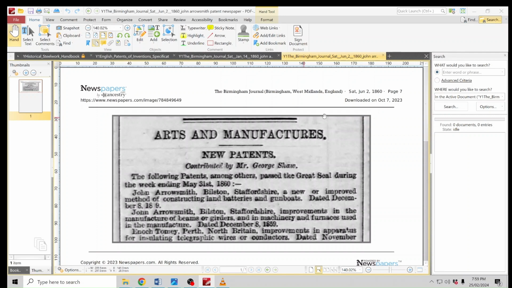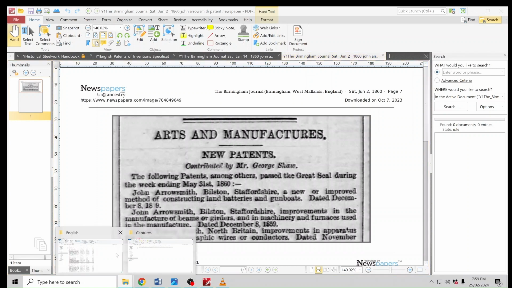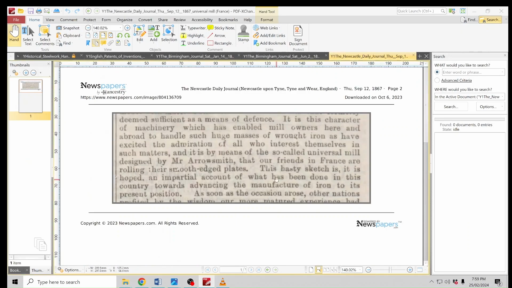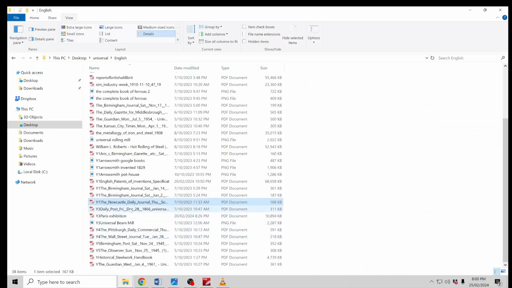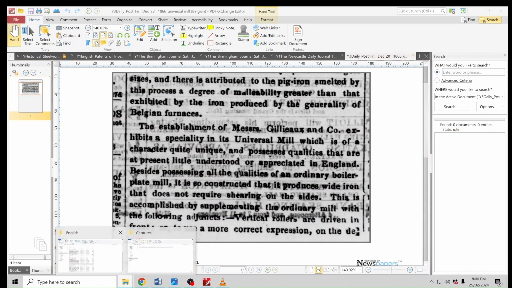So new patents, here we go. This is 1860. You can see here another reference to John Arrowsmith, the same type of thing, improvements in the manufacture of beams and girders and in machinery and furnaces used in manufacture. Actually, this is a bit later on. This might be a bit different. Not quite sure. But I didn't really find any clear answers about him, Mr. Arrowsmith. This must be an article. It is by the means of the so-called universal mill designed by Mr. Arrowsmith that our friends in France are rolling their smooth edge plates. So that was another reference there. That's nothing.